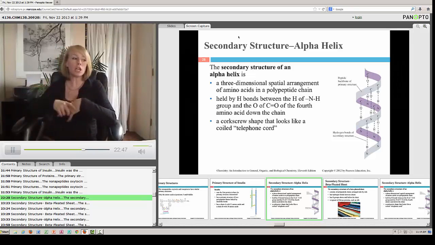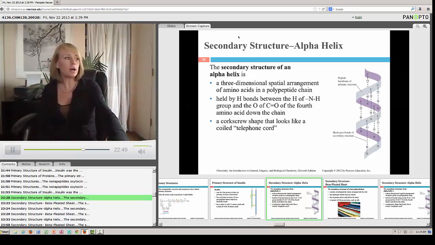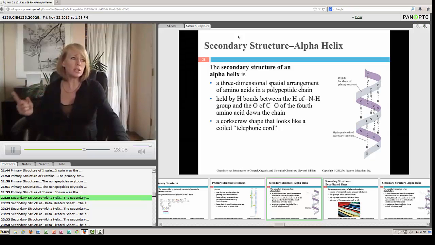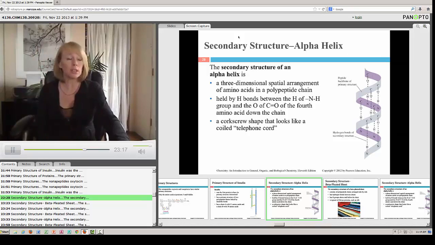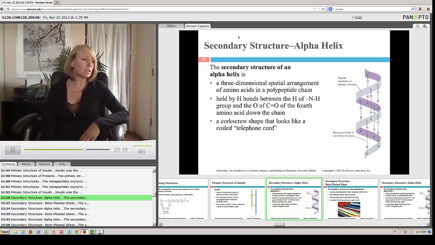The 2 major types of secondary structures that we see in proteins are alpha helixes and beta sheets. Okay, so I expect you to know those 2 types of secondary structures that could be possible. They're held together by hydrogen bonding interactions. An alpha helix tends to curl around like a ringlet in hair or a telephone cord, the old telephone cords when we actually used telephones that were connected to the walls.